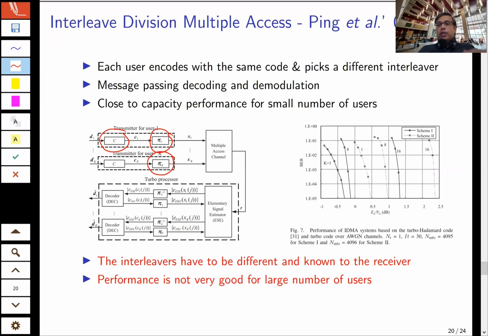And it has been shown that when the number of users is small and when the number of bits you have to transmit is reasonably large, this actually works quite well. But it's not been studied when we have a very large number of users and very short packets. That's one thing that has not been studied. And secondly, more importantly, we need to know these interleavers. These interleavers have to be picked differently. Somebody has to tell them what interleaver to pick, and this has to be known at the receiver. So again, some coordination is required.